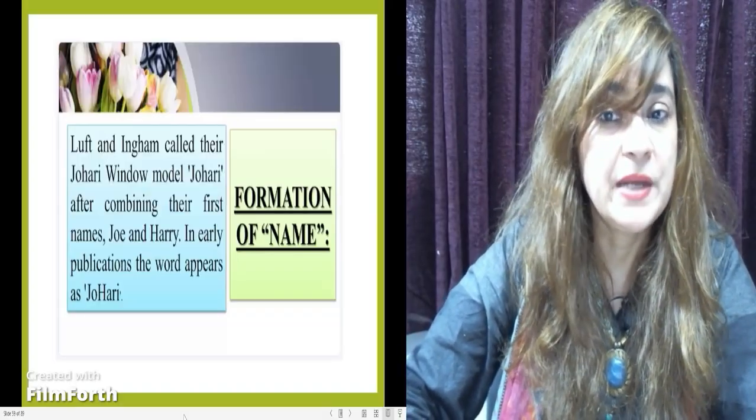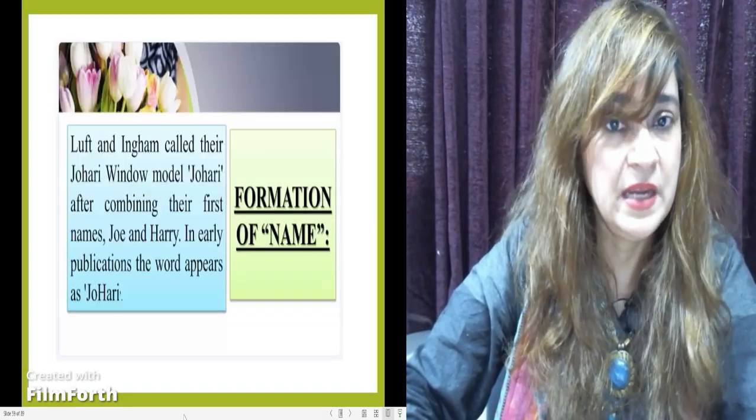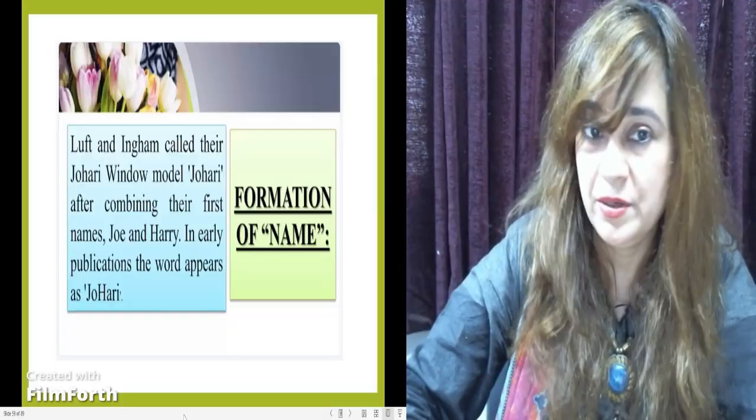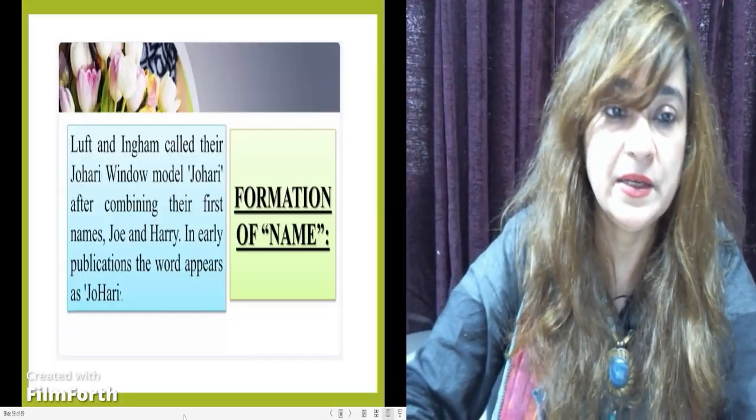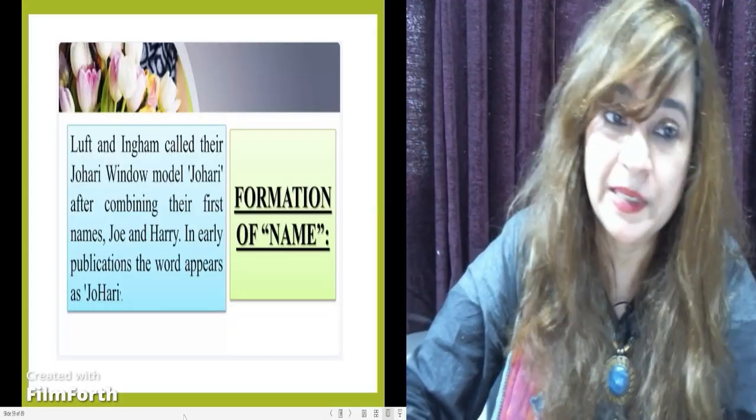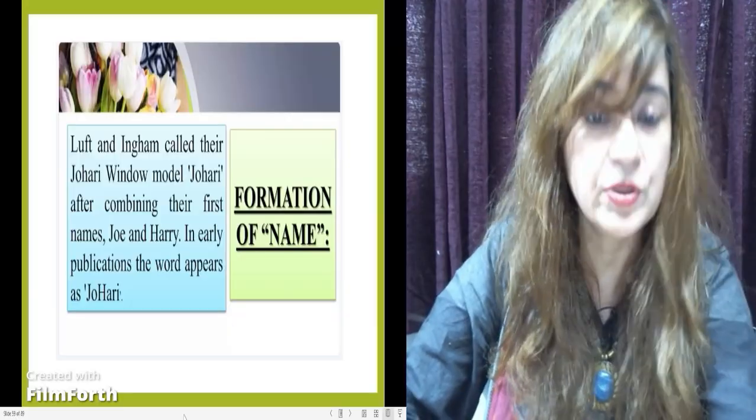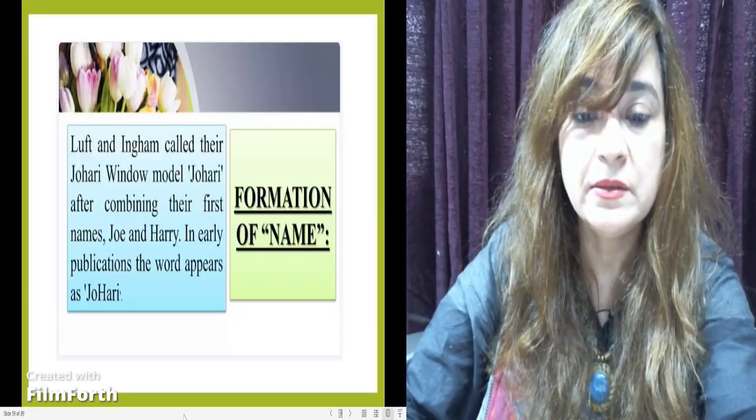So what is it, by the name? Luft and Ingham together called it a Johari model, right? And obviously it was also part of the publication. Johari is how the term has been termed.